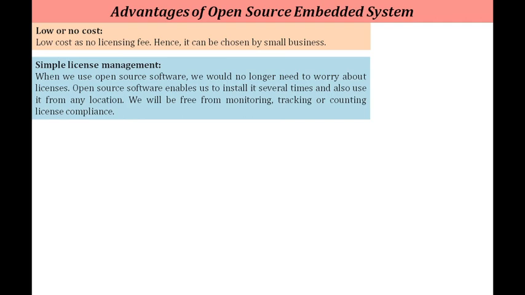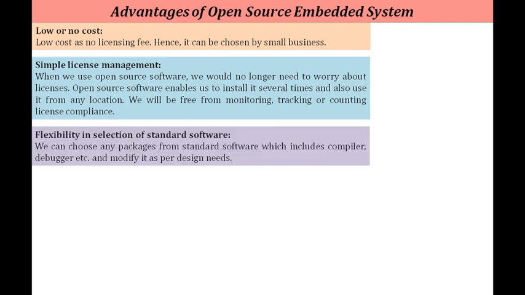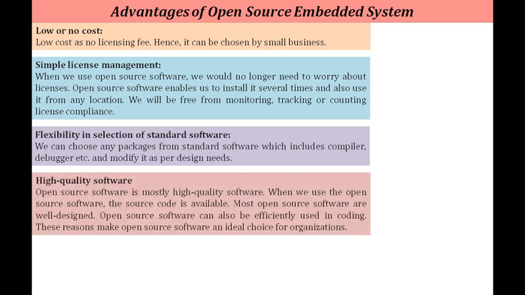The third one is flexibility in the selection of standard software. We can choose any software, depending upon its compiler, debugger, etc., and we can modify it as per our requirement. Then high quality software. This is very important. Open source software is mostly high quality software. When we use it for a particular application, the source code is also available, and most of the time we observe that open source software is well designed and can be efficiently used in coding. This is the reason why we use open source embedded systems.